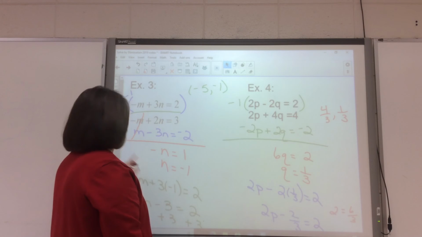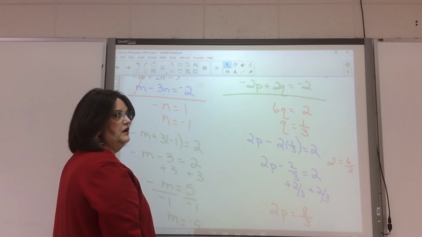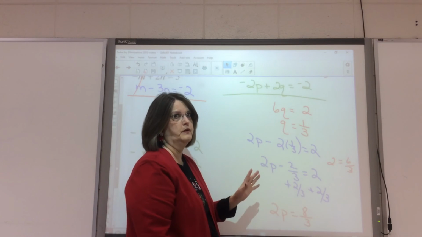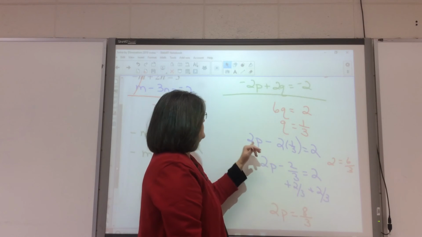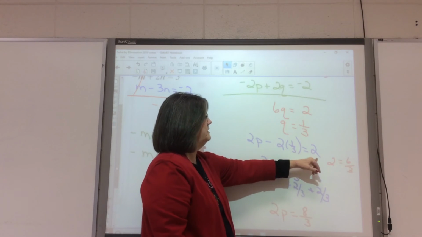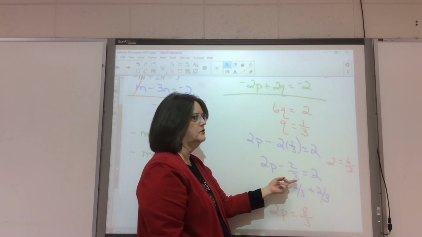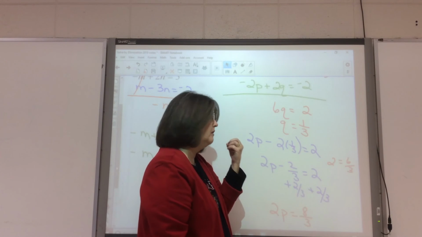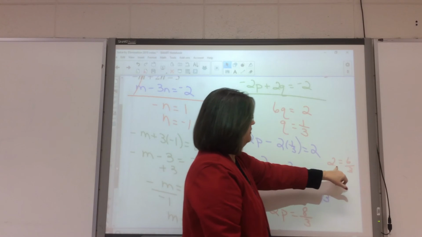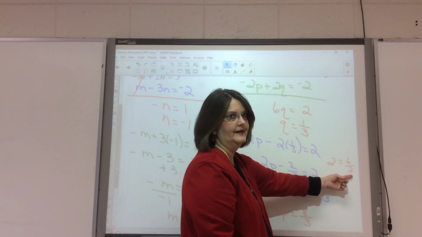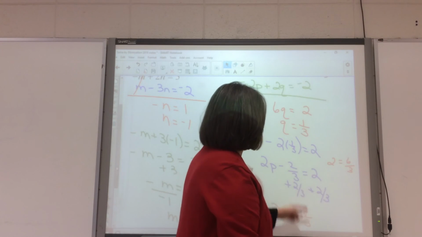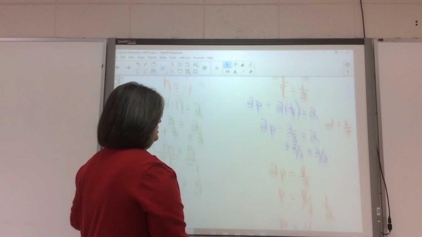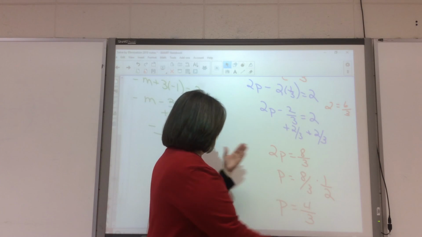Put 1/3 back into the equation, and fractions are not fun, but remember, you do have a fraction button on your calculator. So 2p minus 2 times 1/3 is equal to 2. 2 times 1/3 is 2/3. Add 2/3 to both sides. Now, I did this with my head and not with a calculator. So I just wrote over here, 2 is equal to 6/3. It is. And 6/3 and 2/3 is 8/3. And when you divide by 2, that's the same thing.